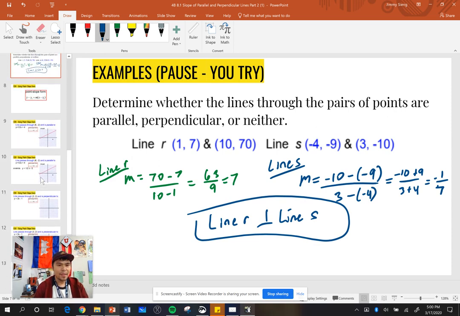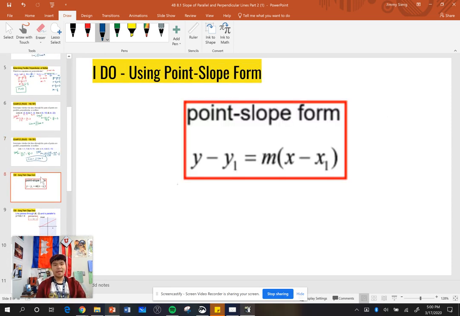Looking at this last bit, I think there's 3 more problems left. I want to now use point slope form, okay? I need you to understand this point slope form. Go ahead and write this down, right? Be comfortable with this. We've done this before, but again, with point slope form, we need 2 things. We need a point and we need a slope, okay?